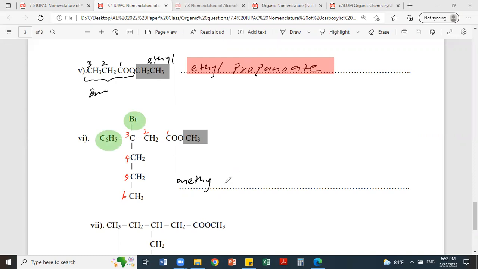Then you can write here methyl. Before you write hexanoate, you have to include the substituent groups. Methyl space 3-bromo 3-phenyl. After that you can write hexanoate, no space between phenyl and hexanoate. Did you get it? Okay, when you're done tell me.